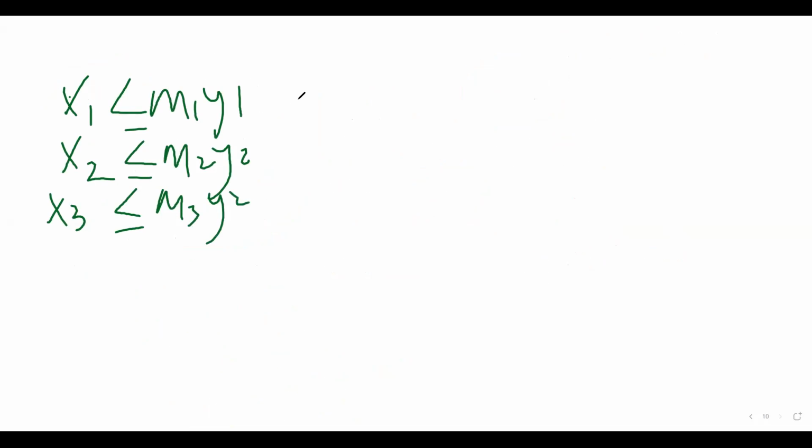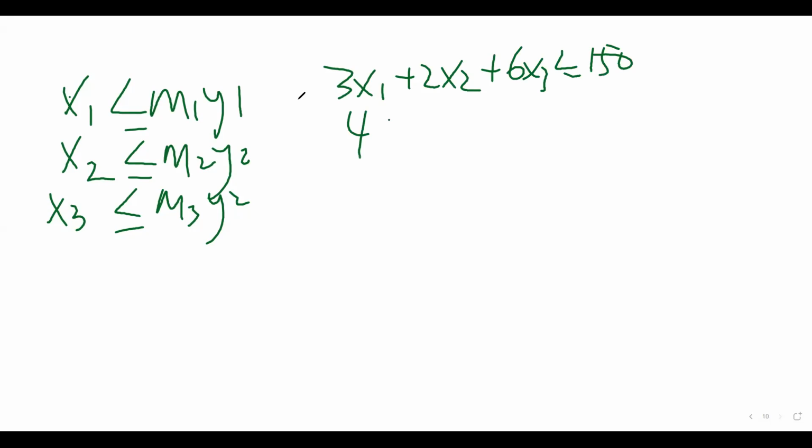And then I indicated that we have our constraints. I just want to indicate the constraint again, because if you remember, there was a constraint that we have. So I'm going to rewrite the constraint. The constraint was 3x1 plus 2x2 plus 6x3 less or equal to 150. And then 4x1 plus 3x2 plus 4x3 less or equal to 160. So that was our constraint, and the goal was to find M1, M2, M3.